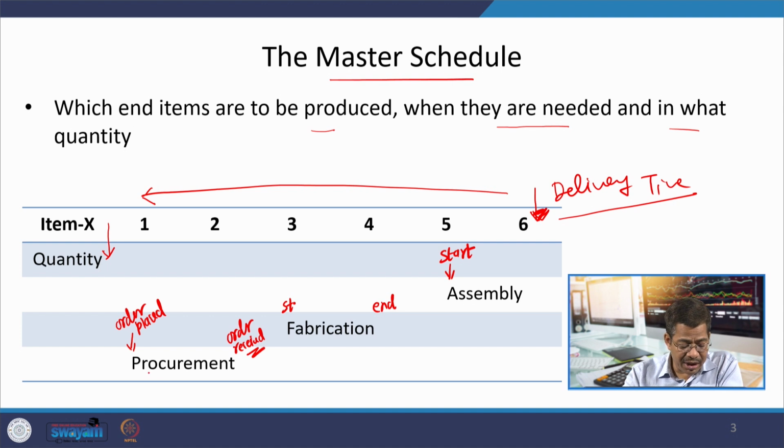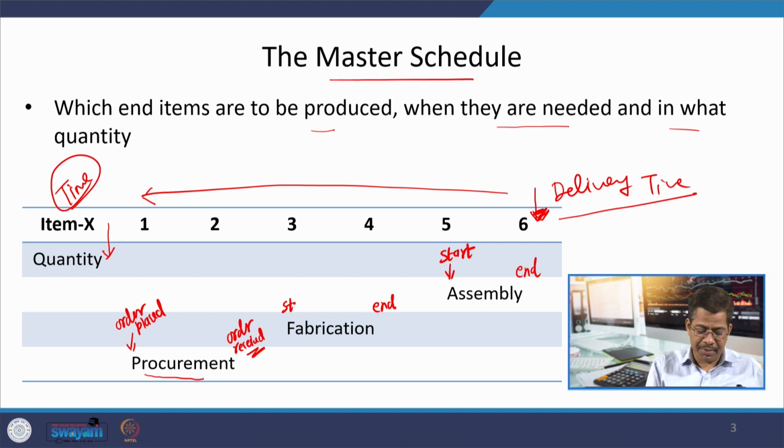When I am placing the raw materials order, the raw material is delivered in the 2nd period. In the 3rd period, I am starting the fabrication. In the 4th period, the fabrication is over. In the fifth period we are starting the assembly, assembly will be completed in the sixth period, and then I will deliver the item in the sixth period. So, this is one dimension, which is the time dimension. And the second important aspect will be quantity. How many?